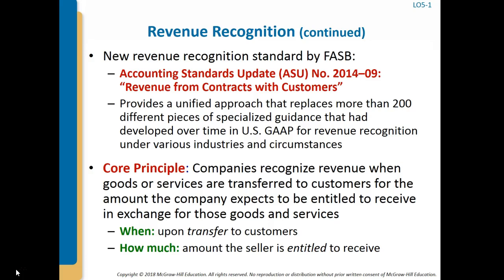Because you need to understand the revenue recognition requirements that will be in effect during your career, we're going to focus on ASU 2014-9. The core revenue recognition principle states that companies must recognize revenue when goods or services are transferred to customers for the amount the company expects to be entitled to receive in exchange for those goods and services. So the when is upon transfer of goods and services to customers, and the how much is the amount the seller is entitled to receive for those goods and services.